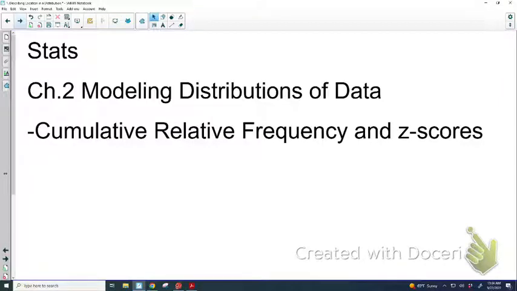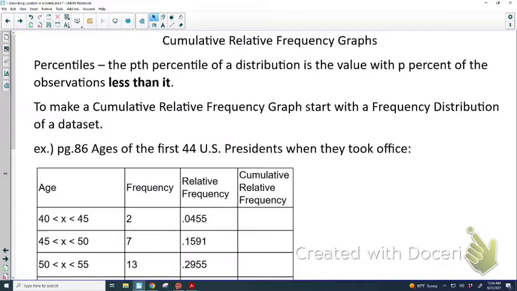In stats, we started chapter 2. We took our test yesterday, so we are moving on. We're going to start out by talking about cumulative relative frequency and percentiles.